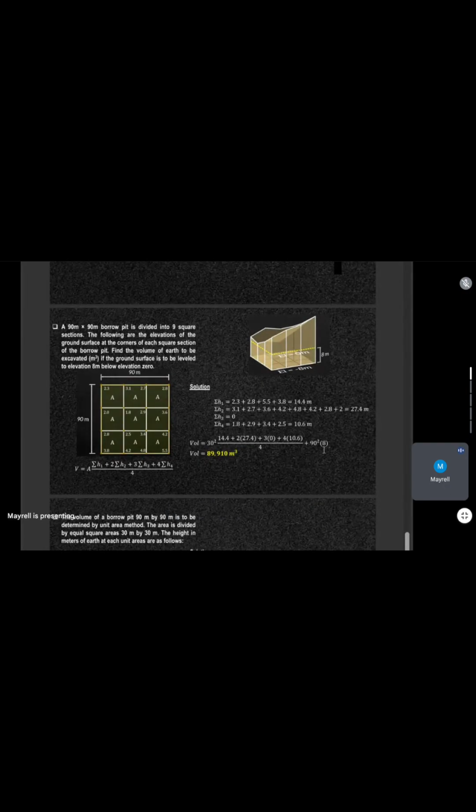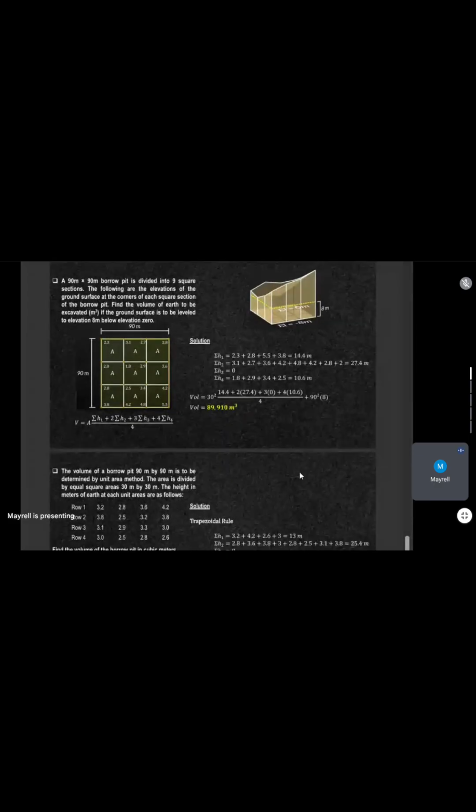That is 90 by 90, so 90 squared times the height of 8. So the volume is 89,910 cubic meters. Okay. So last example.